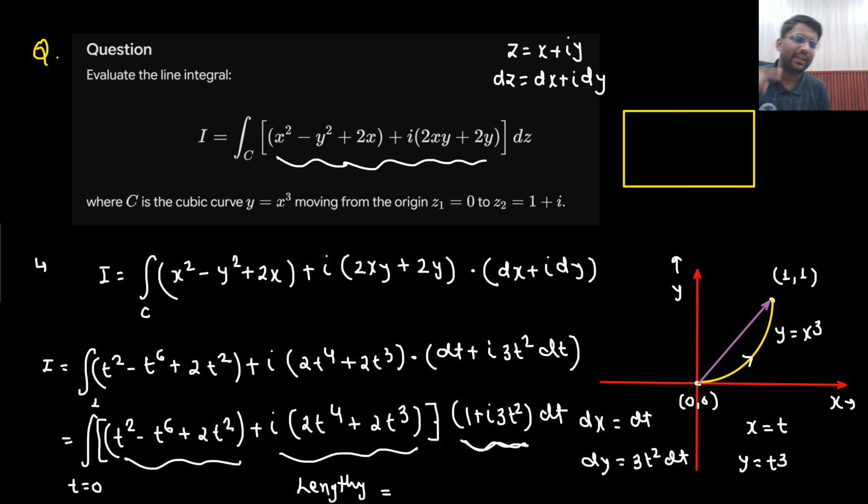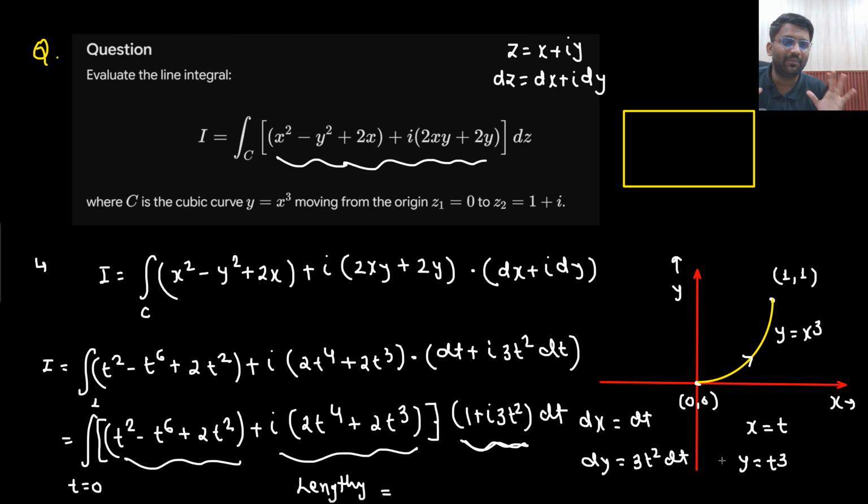Instead of taking this path, why is the calculation becoming complex? Because y equals t cube, and here you are putting t to the power 6. That's why it is becoming complex. If y becomes equal to x, if you are moving along the straight line, then a lot of factors will get cancelled out.